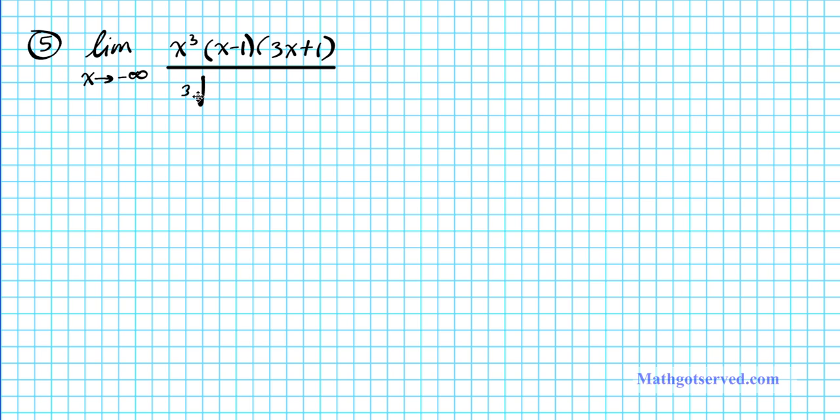Alright, let's take a look at question number 5. So for problem 5, we're going to find the limit as x approaches negative infinity of x to the third times quantity x minus 1 times the quantity 3x plus 1, all that divided by the third root of x to the sixth times x to the third plus 1.